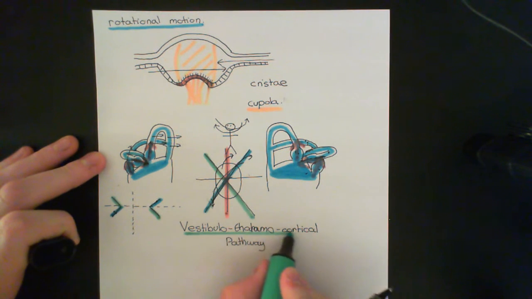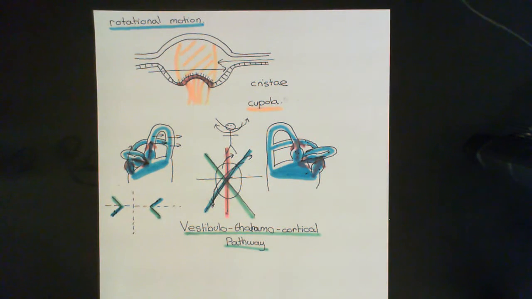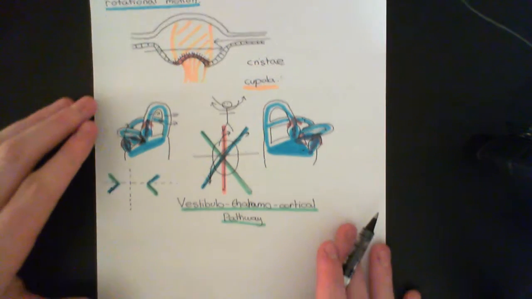So, vestibulo-thalamo-cortical pathway. Right, so the first part of this is that these central processes of the bipolar neurons need to project into the brain, and they're going to project to what is called the vestibular nuclear complex, which is in the brainstem. Okay, so I'm going to draw a little picture then of the brainstem, and I'm going to show you where the vestibular nuclear complex is going to be present.